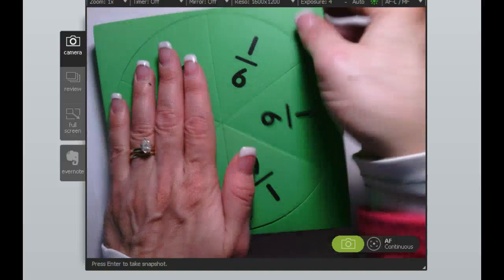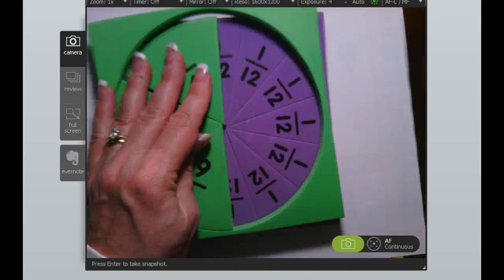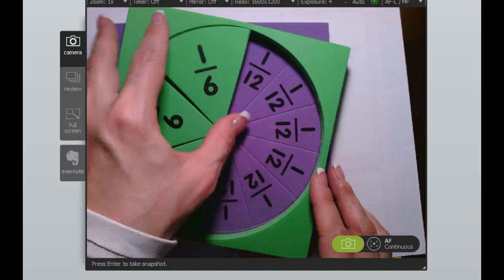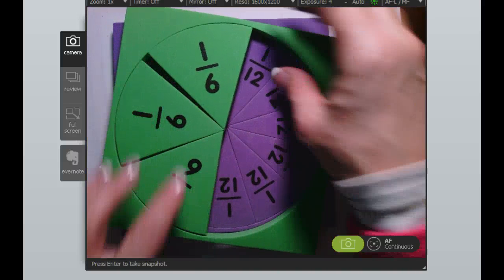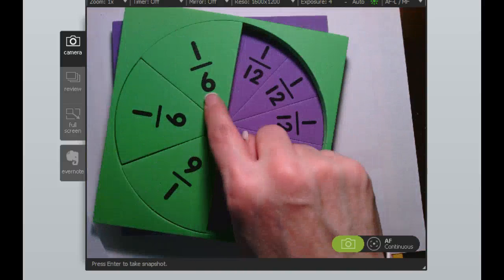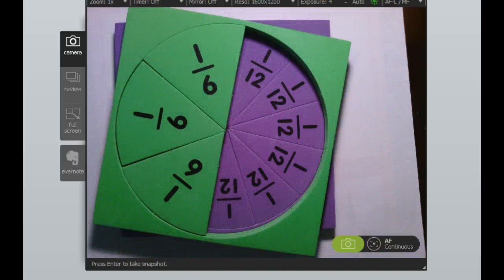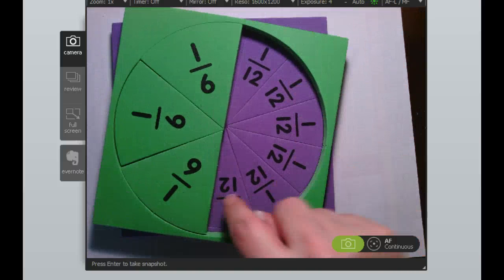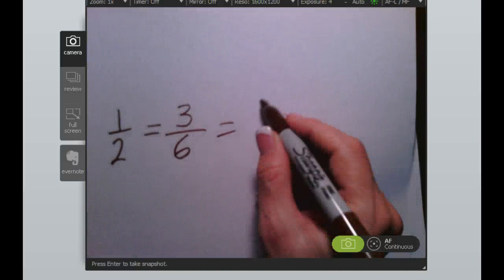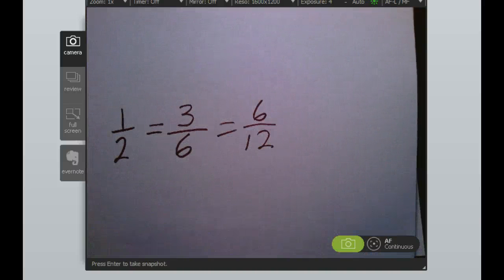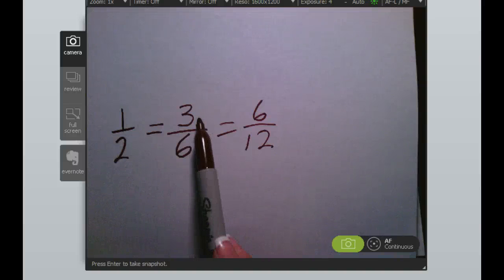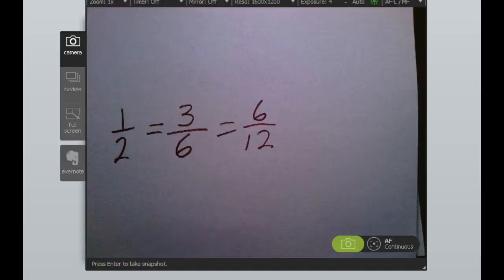The same thing is going to happen. And let's take away 3 of these 6, or 1 half, and let's look at twelfths. How many twelfths will we have? And as you can see, from 6 to 12, what happened? My pieces got smaller and smaller. It takes 1, 2, 3, 4, 5, 6 twelfths. All of these representations are equivalent. 1 half is the same as 3 sixths and is the same as 6 twelfths. They all are equal fractions.